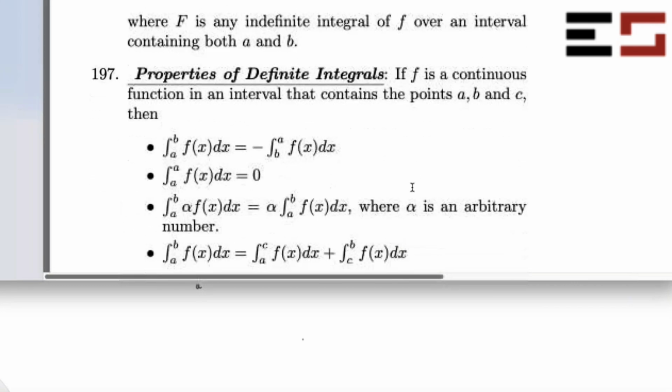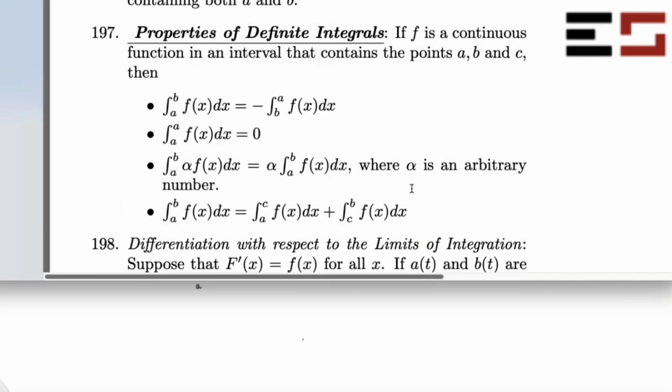Okay, so these are the properties of the definite integrals. Suppose f is a continuous function in an interval that contains points a, b, c. Then this is true. Basically, if you flip the limits of the integral, then the sign of the integral changes. Can you prove it?